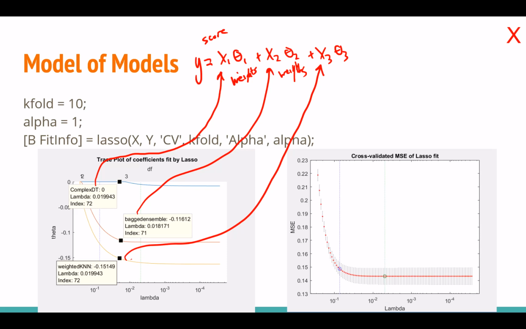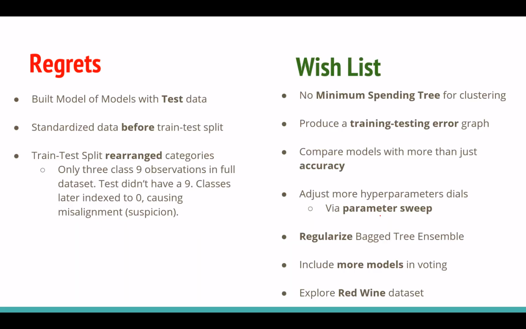So the predictions turn into our inputs, and we associate with each of those inputs a weight, and that gives us our y prediction. Here the model that I'm going to do is a lasso, and as a result we see which model has the largest impact, that's the absolute value impact, on the y result. And here we see it's the KNN and the bagged ensemble that are the strongest predictors, whereas the complex DT just drops out. And I went back, fixed this, fixed this, fixed this.